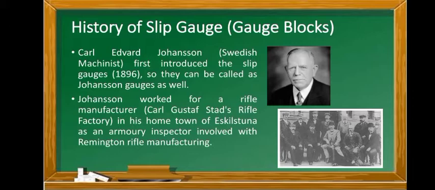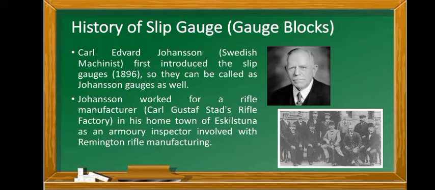As you can see, this is Mr. Carl Edvard Johansson. Johansson worked for a rifle manufacturer at Carl Gustaf Stad's rifle factory in his hometown of Eskilstuna. Eskilstuna is in Sweden, and he worked as an armory inspector involved with Remington rifle manufacturing. This picture shows Mr. Johansson at the rifle factory. This is Mr. Johansson at the leftmost in the front row.